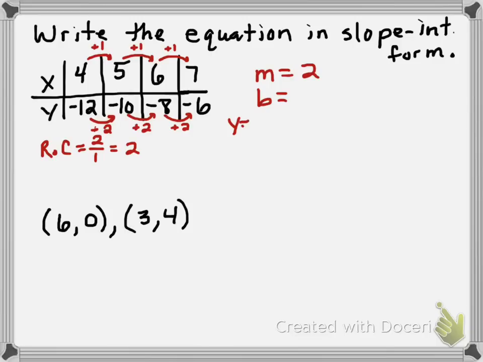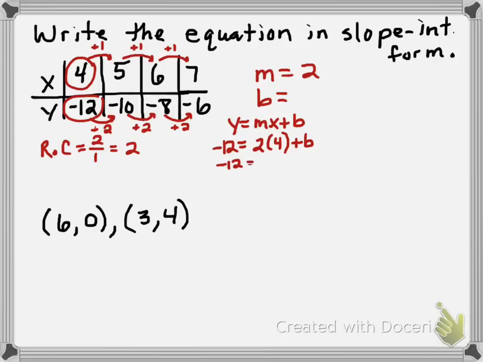Now, remember yesterday, to find b, we have our m. We can pick an x and a y and plug it in. Now, notice, I took the m value, plugged it in for m. I took an x value, I plugged it in for x. Then I took the corresponding y value, the one that went with the x value I used, and I put it in for y. And now I have a single variable equation.